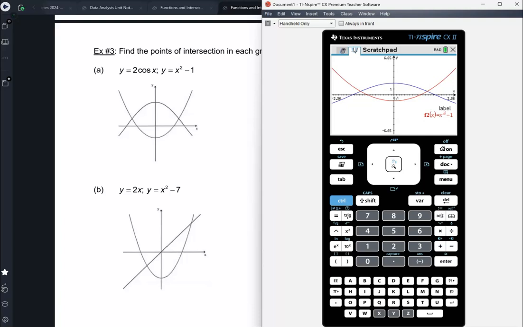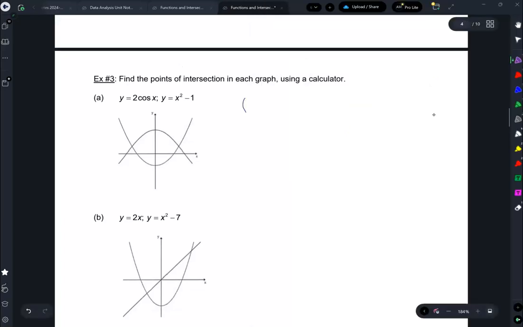Correct, because what type of function is a cosine? Is it odd, even, or neither? It's an even function, which means it's symmetric around the y-axis. And what about x squared minus 1, even or odd? Even. So that's also symmetric with respect to the y-axis. So you are going to get 2 symmetric points. What was the point of intersection? One of them: negative 1.265, 0.601.